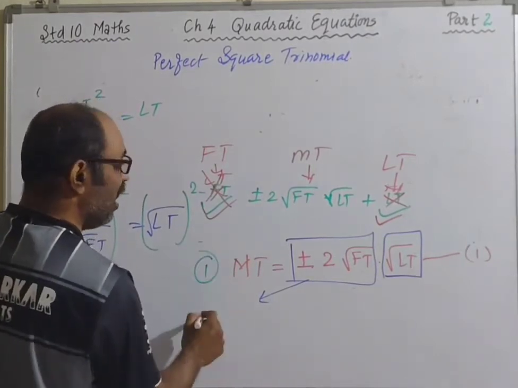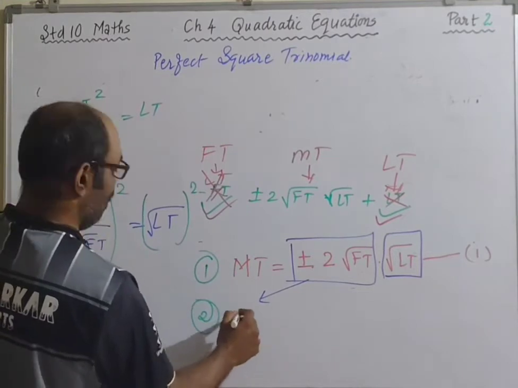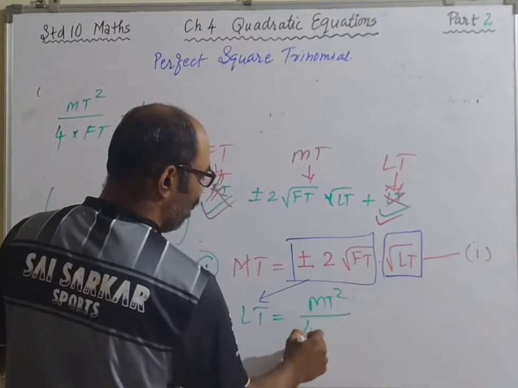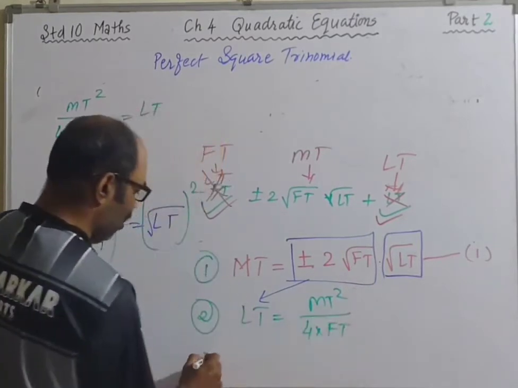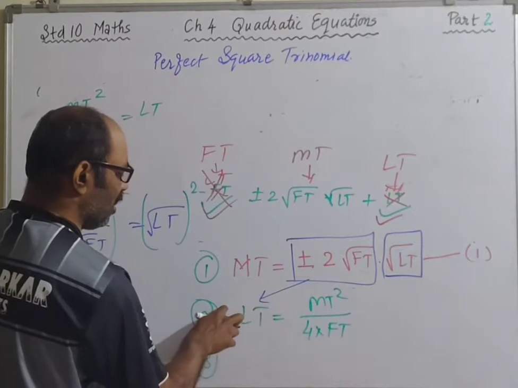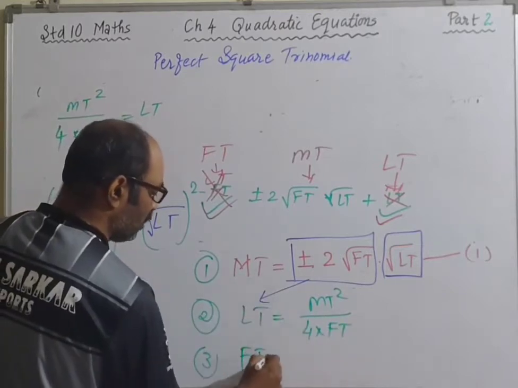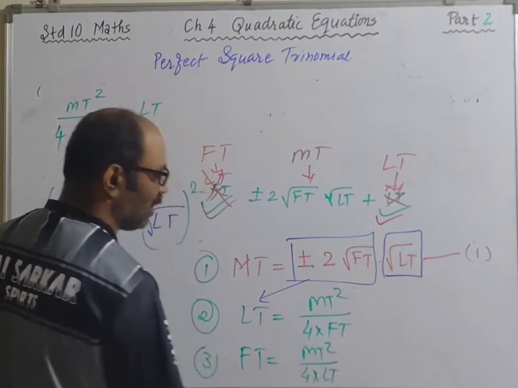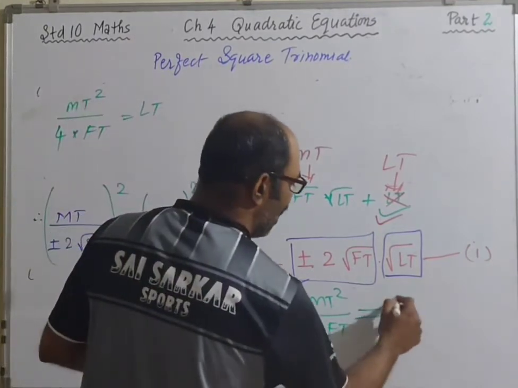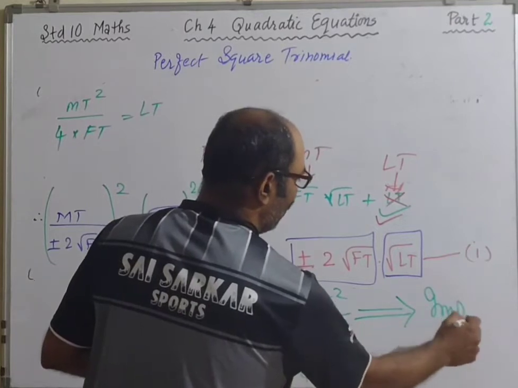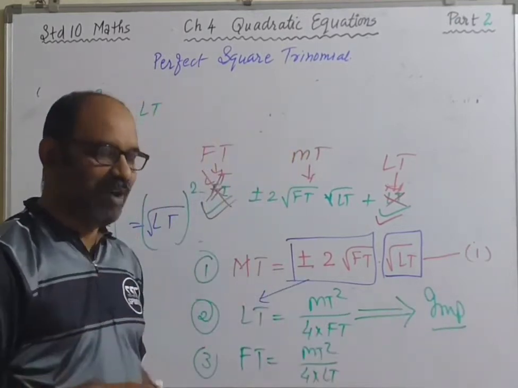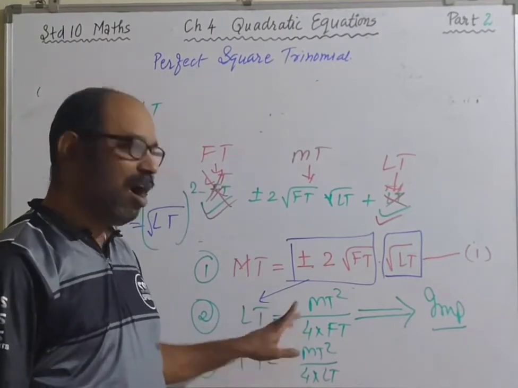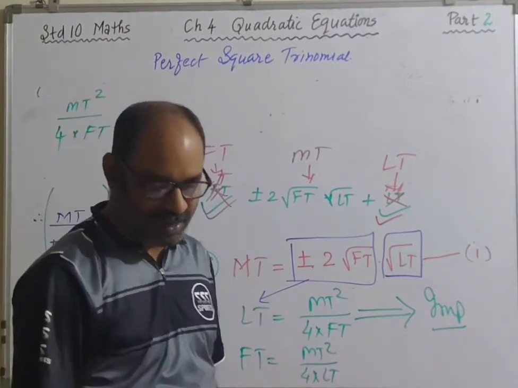This is the first formula. Now, the second formula is what? Last term is middle term square upon 4 into first term. And the third: take the first term to the other side and the last term here. So first term is equal to middle term square upon 4 into last term. This formula is very important for the completing square method. We will get last term equal to middle term square upon 4 into first term.